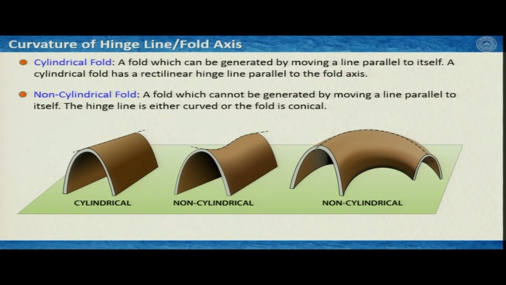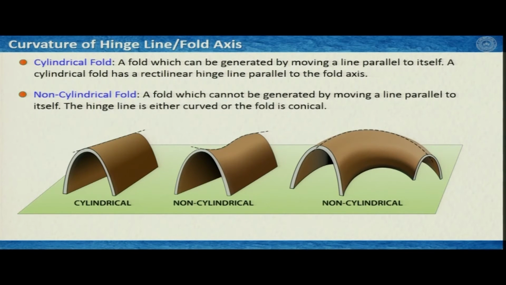So, a cylindrical fold therefore has a rectilinear hinge line parallel to the fold axis. If the fold does not have a straight hinge line or straight fold axis, then this is a non-cylindrical fold. It is a fold which cannot be generated by moving a line parallel to itself, and the hinge line is either curved or the fold is conical.